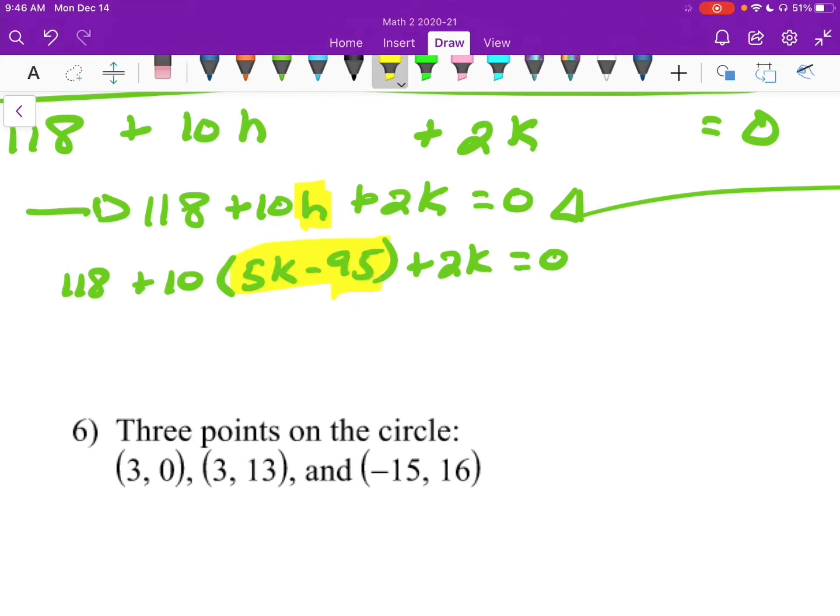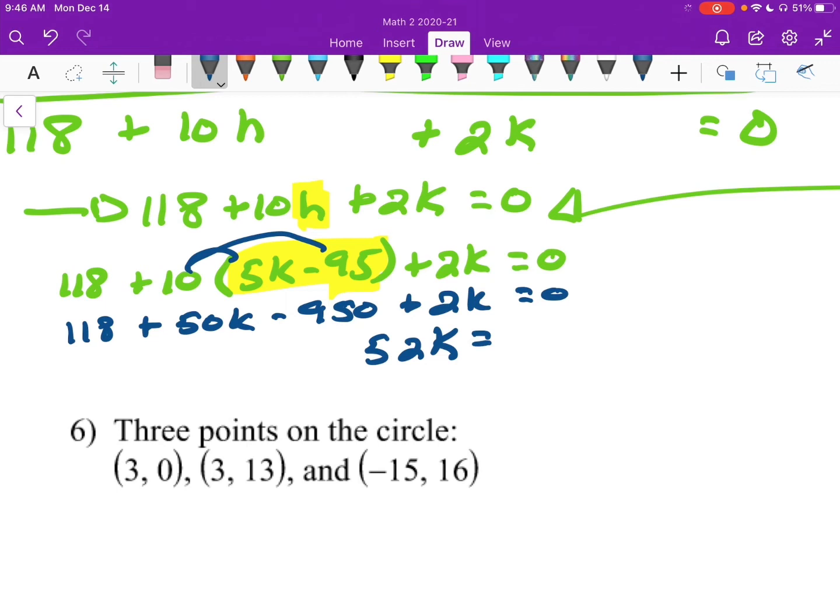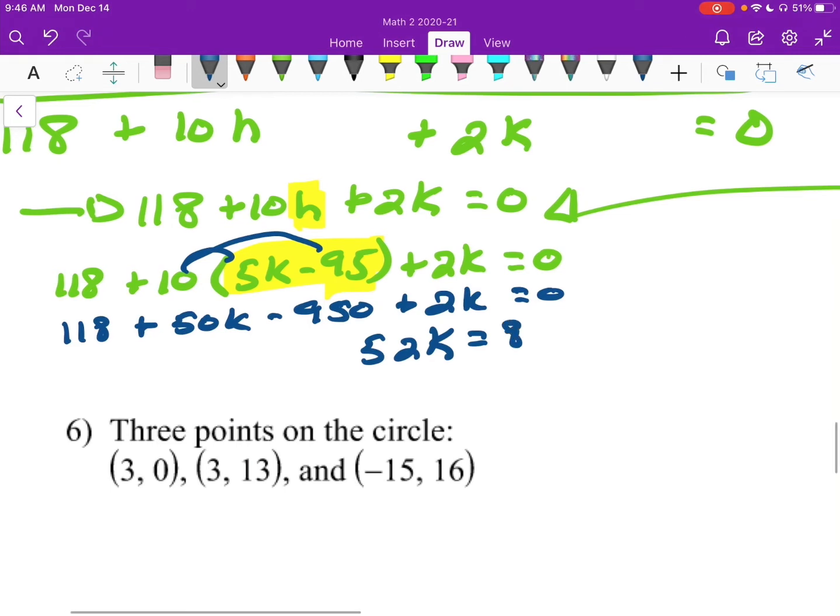Now I have a one-variable equation. I have one variable in my whole equation, and I can solve. I'll distribute my 10, so I'm going to have 118 plus 50k minus 950 plus 2k equals 0. This will give me 52k, and I'll add the others over, so I have 950, and then I'm going to subtract my 118, which gives me 832. I'll divide by 52, and I get 16. K equals 16.